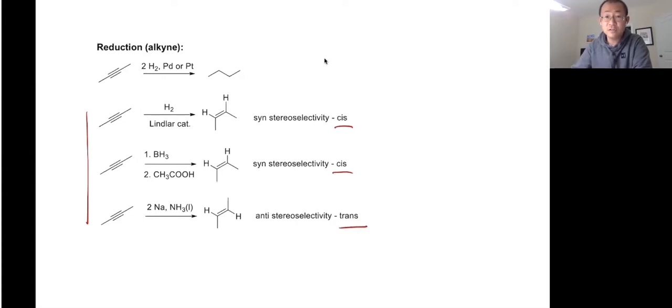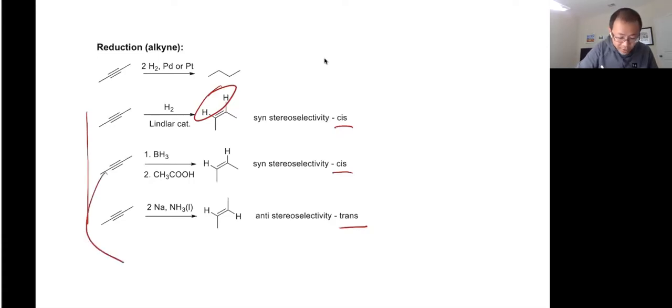The first method to give a cis alkene is hydrogenation using a poisoned catalyst called Lindlar catalyst. The poisoned catalyst means the reaction will not move further on to the alkane stage. It will stop at an alkene. But because it's hydrogenation, remember the molecule stays on the surface of the metal. So they start on the same side. So these 2 hydrogens will be added on the same side. Cis.